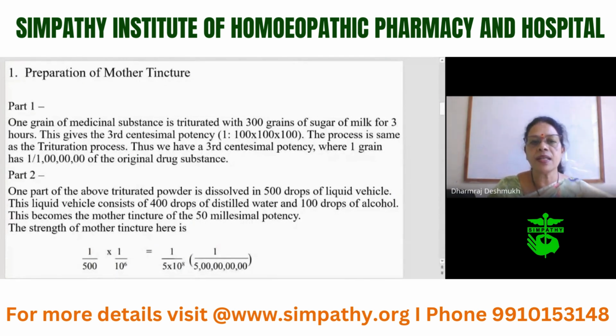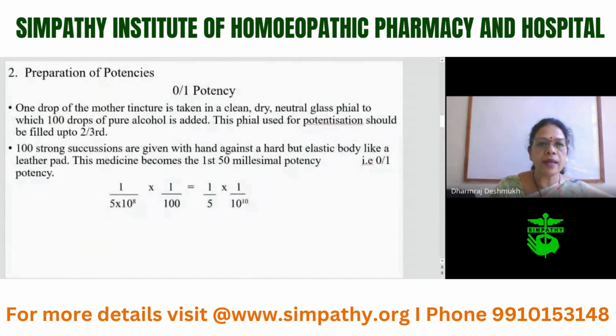And the second part is when you take 1 saturated part and add 500 parts of liquid vehicle, that is 400 drops of distilled water and 100 drops of alcohol. This will be the mother tincture of the 50 millesimal scale. That is 1/500 multiplied by 1/10⁶, which becomes 1/5 multiplied by 10⁻⁸. Now this is from which we are going to prepare the 0/1 potency.